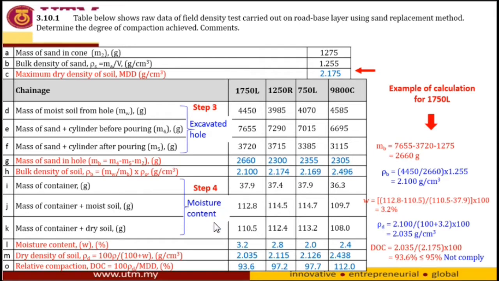And then the soil excavated from the hole needs to be determined for moisture content, where a portion of the soil sample is taken and dried in the oven. So we have I, which refers to the mass of container, J, mass of container plus moist soil, and K, mass of container plus dry soil.